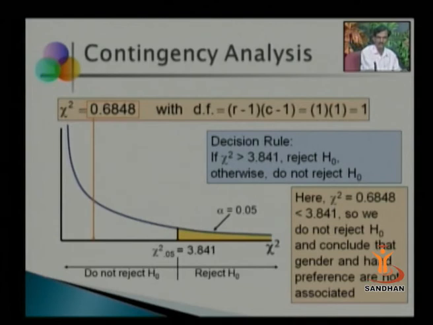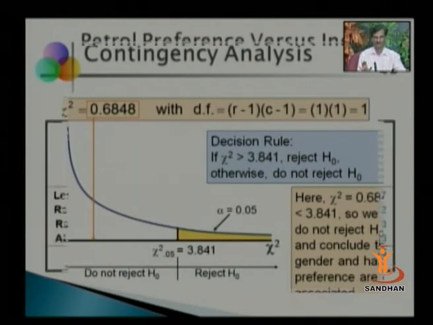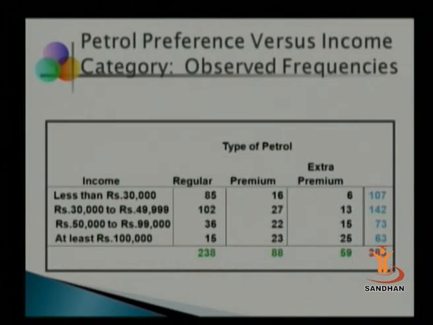So the calculated value is less than the table value. So we do not reject the null hypothesis, because this is the decision rule. We conclude that gender and hand preference are not associated, that means there is no association between gender and hand preference. So this is the example of a 2 by 2 contingency table. Similarly, one can generalize this for an R by C contingency table, because the calculation part is exactly the same.